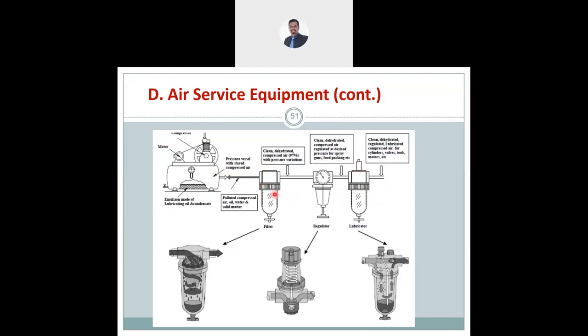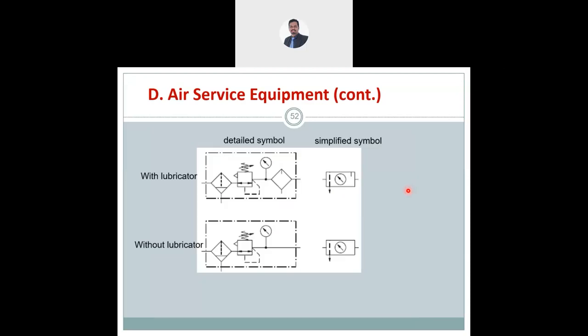So, these three look more or less like this. Each has its own function, you can read here. What the filter does is clean. Then the regulator regulates the pressure. The lubricator lubricates. This is the symbol. You will become familiar with these symbols when you start to use FluidSIM next week onwards. So I always encourage you, before the lab, to try to explore. It is just pick and drop, in order to create. So try to create.